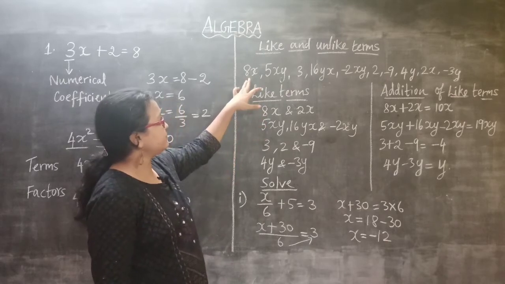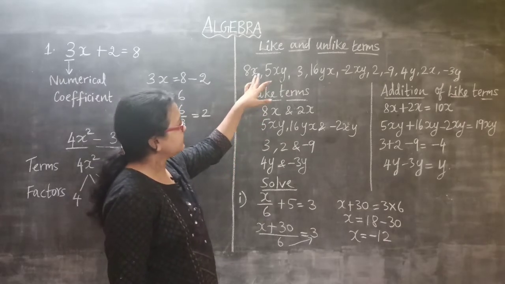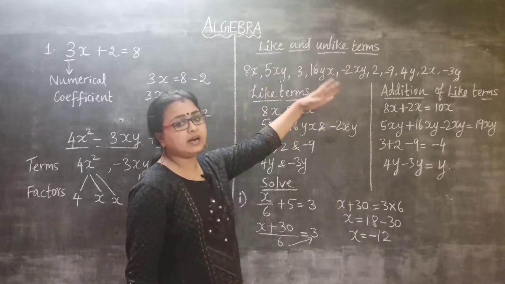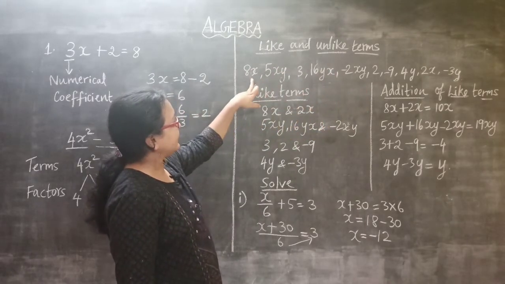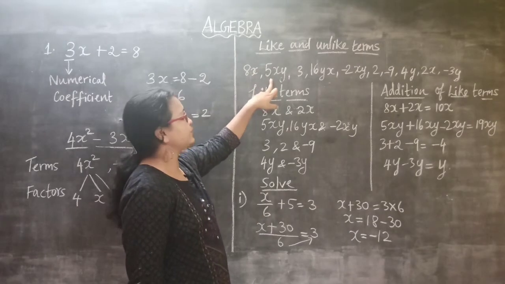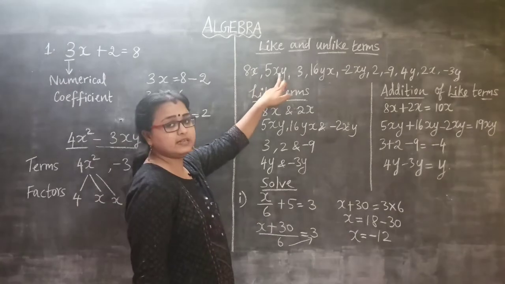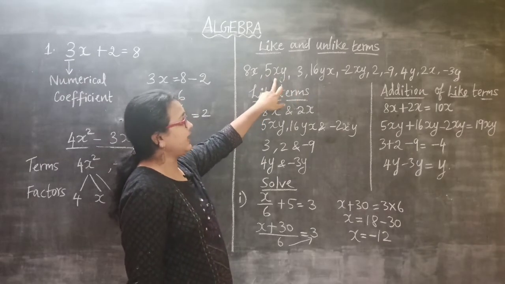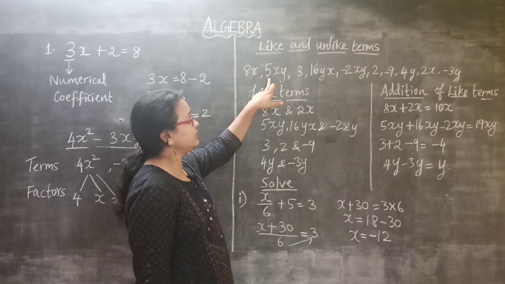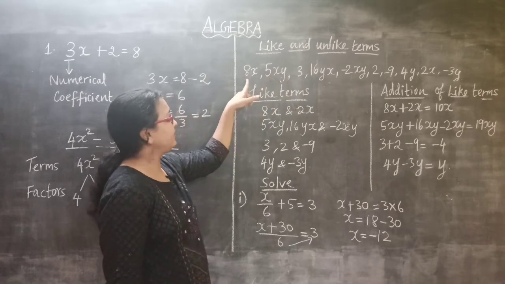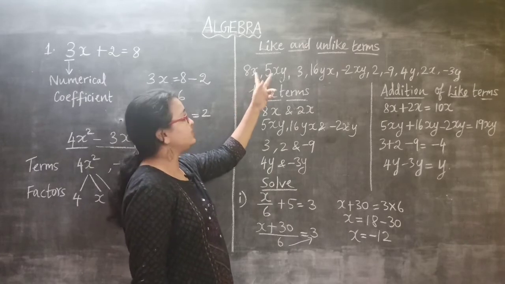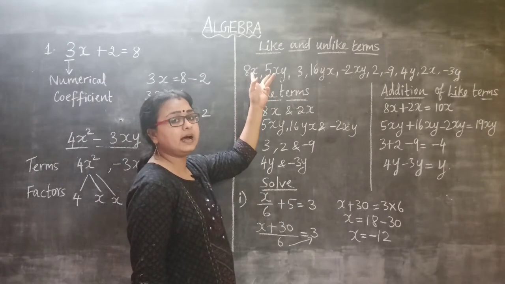Now first, here is 8x. So we are going to see whether the same variable is repeated in another term. Here is 8x, and next if you see, it is 5xy. So along with x there is y also. That means this will have the factors 5xy, 5 into x into y. But here it is 8 into x alone. There is no y in it. So these are not like terms, these are unlike terms.